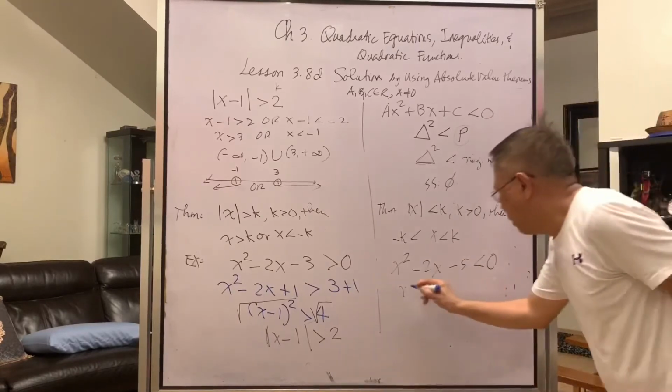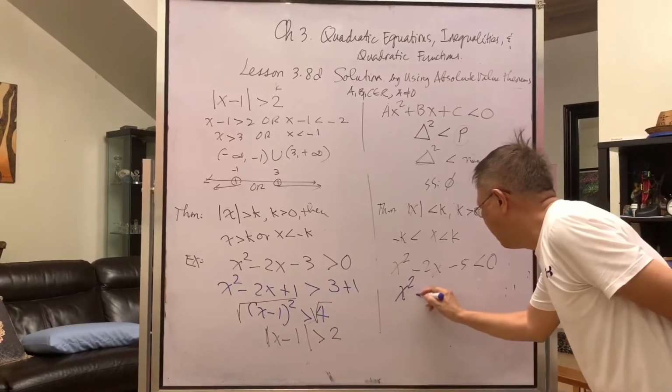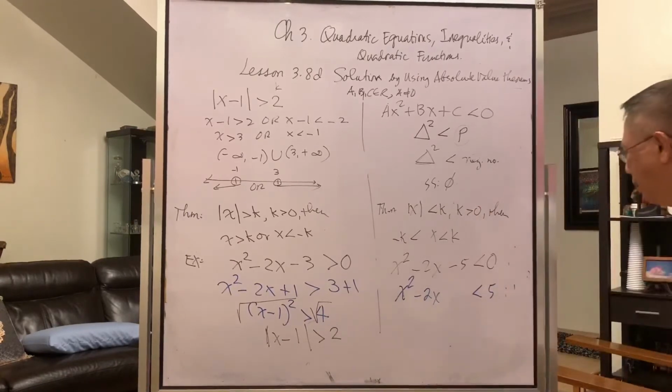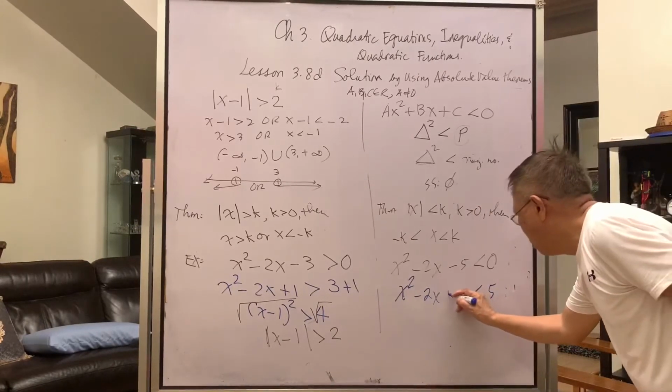Let's have this. I have here x squared minus 2x, and then I'll transfer 5 there. And then I'm going to have what? Plus 1 here.